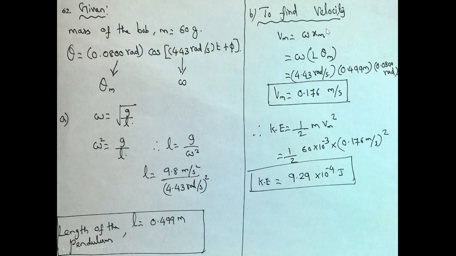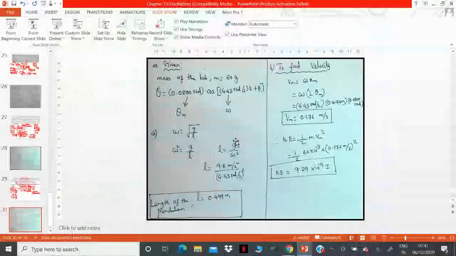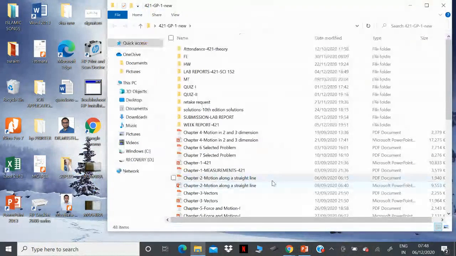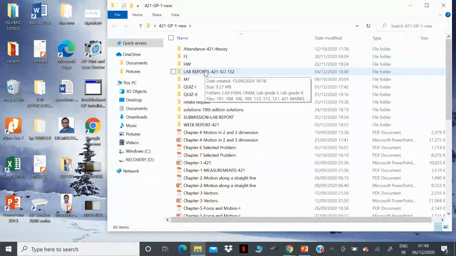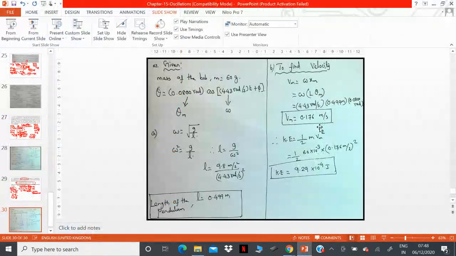Xm is not given, but we have to use the xm value in terms of length, because the length we already found. Yes, we already used the arc length formula. When you use this, you can get the answer, especially since xm is nothing but length multiplied by theta m. Because the theta m value is given in terms of amplitude. So you have to substitute the value here to get the answer. Understand?